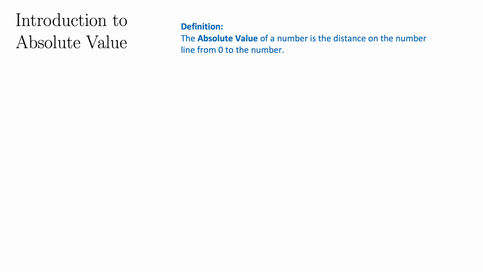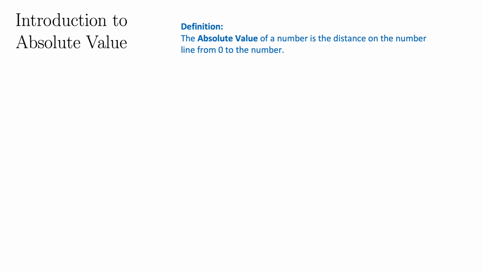Let's talk about absolute value. There's a lot of ways to think of absolute value, but one way to think of it is as the distance from zero to a number. So let's in fact use that as our definition of absolute value. Definition: the absolute value of a number is the distance on the number line from zero to that number.